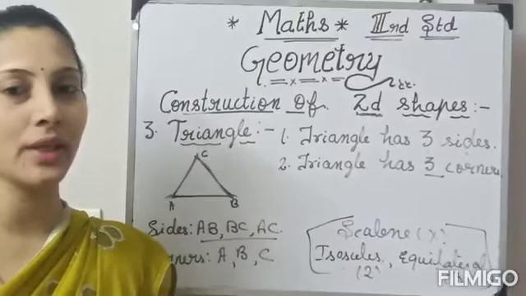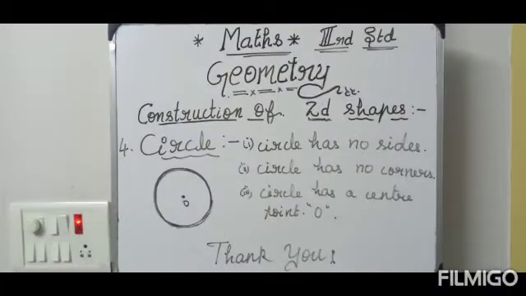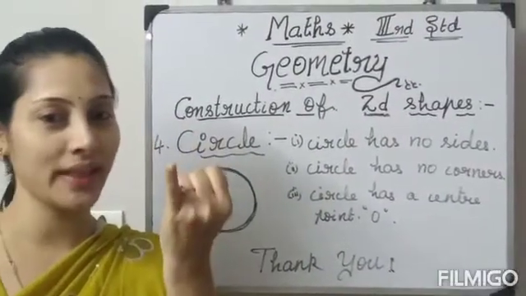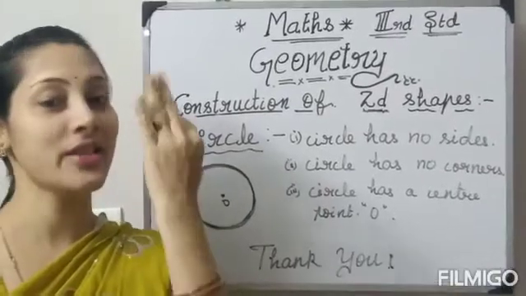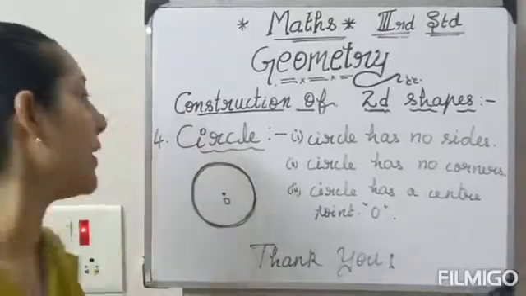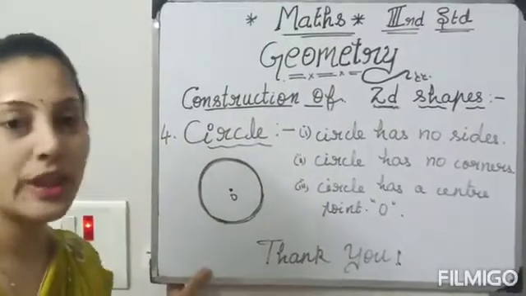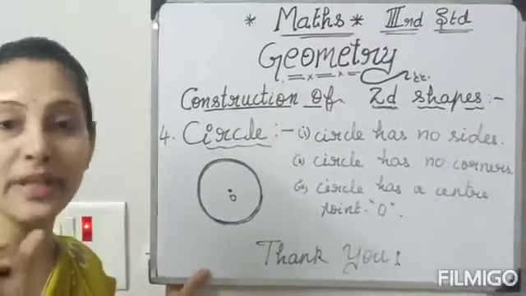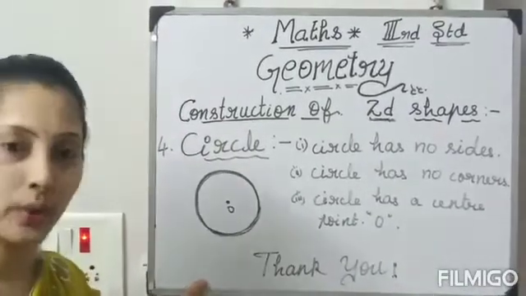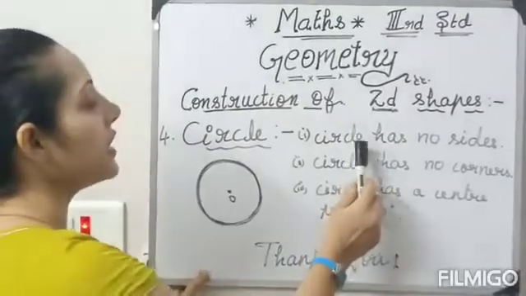Just 1 minute. What did we learn about, students? First the shapes square, rectangle, triangle, and now what are we learning? Circle. So this is our circle. You can draw a circle using a bottle cap, a small bangle, or a 1 rupee or 10 rupees coin. You can use it and draw the circle.